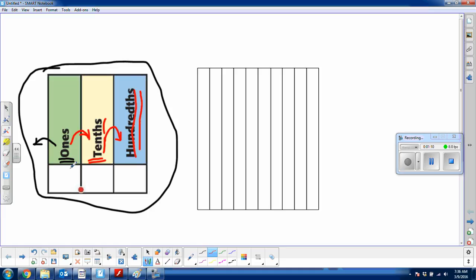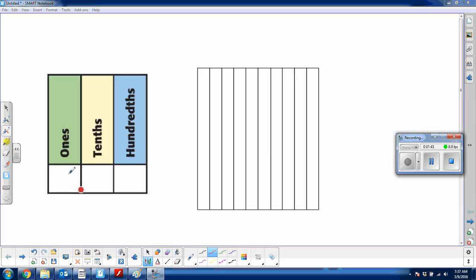So now, if I put in a number, let's just say I put a number in that looks like this: 0, 5, 6. This means that I would have 0 ones, 5 tenths, and 6 hundredths. So another way I could say it is the number is 56, and it's in the hundredths, so it would be 56 hundredths. Alright, let's try another one.